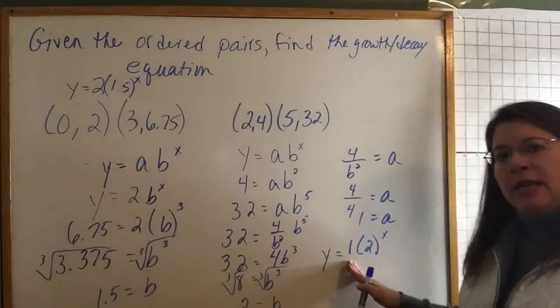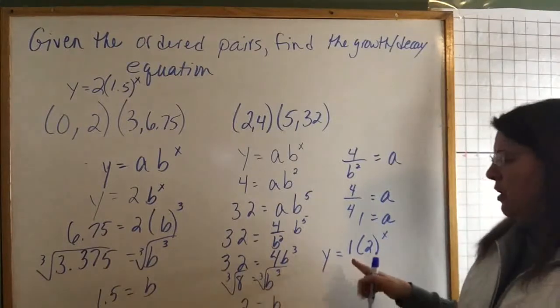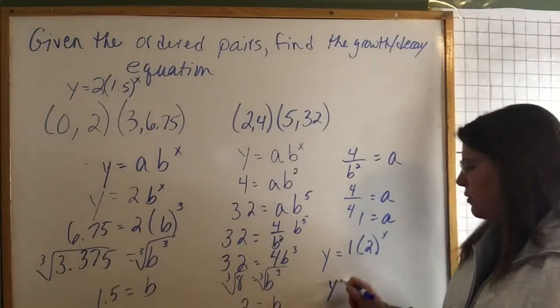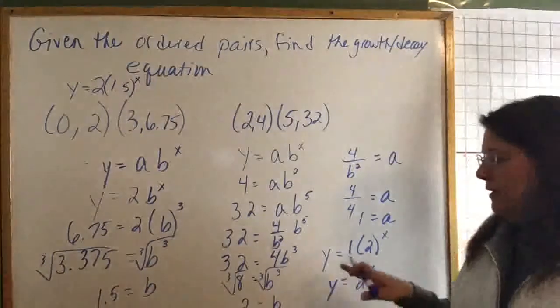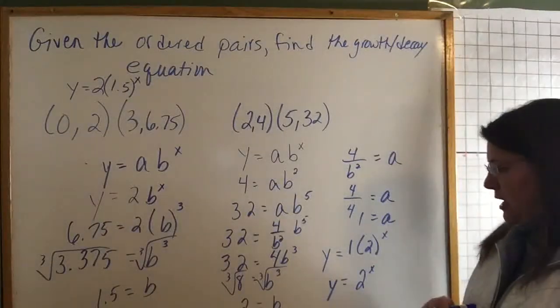You could put the 1 here since you know that that's what A is. It would not be necessary to put the 1. You could have y equals 2 to the x as well. But we've written the exponential equation here.